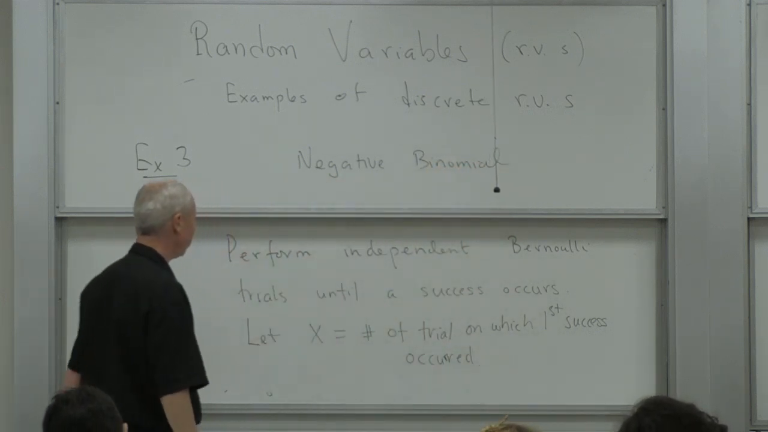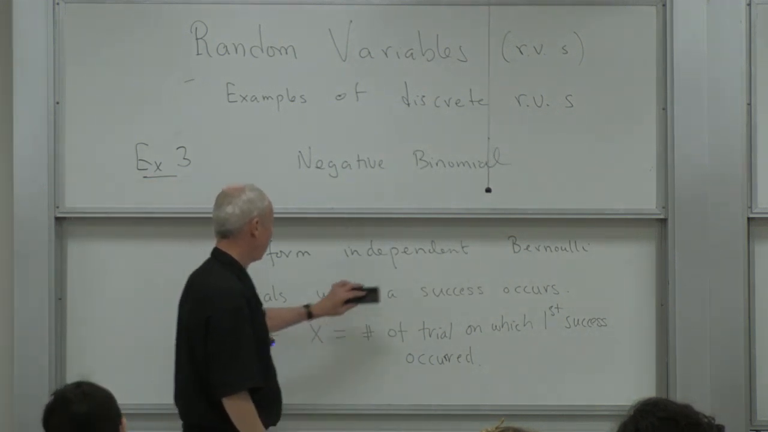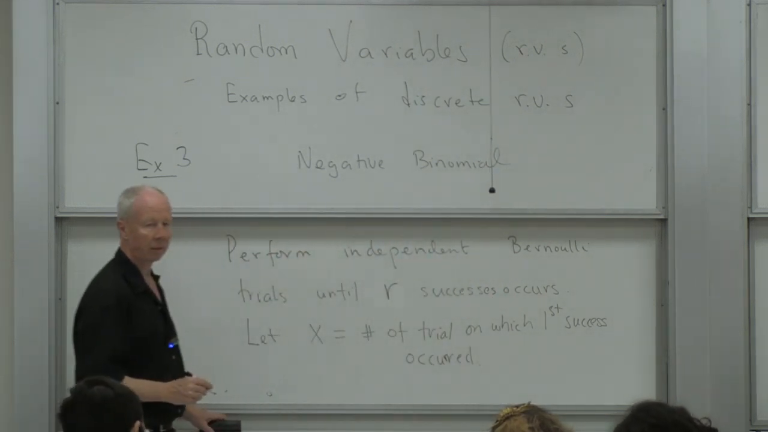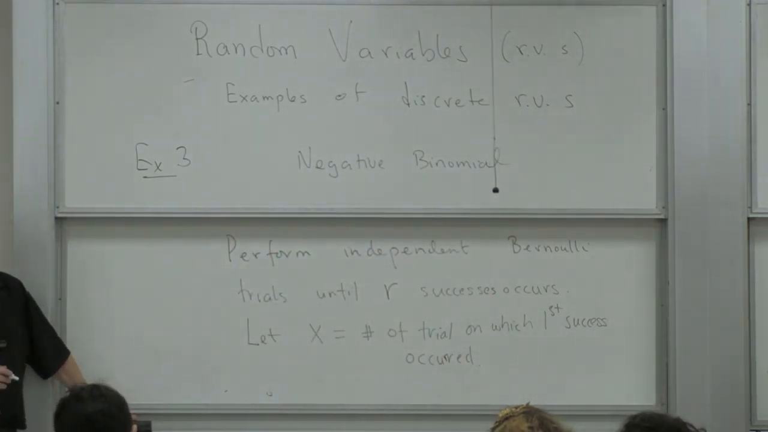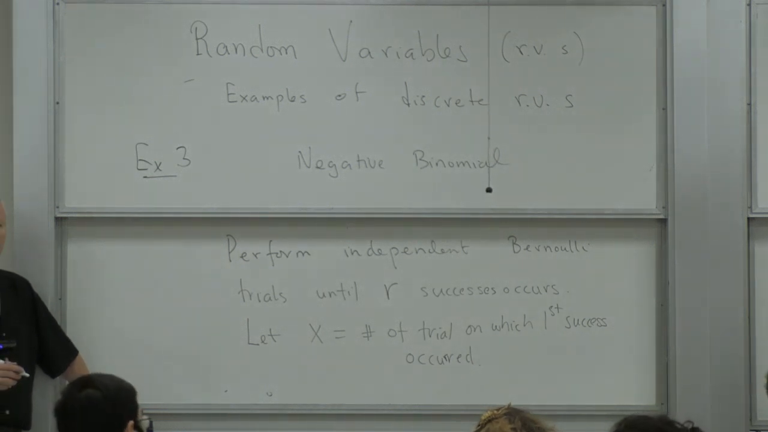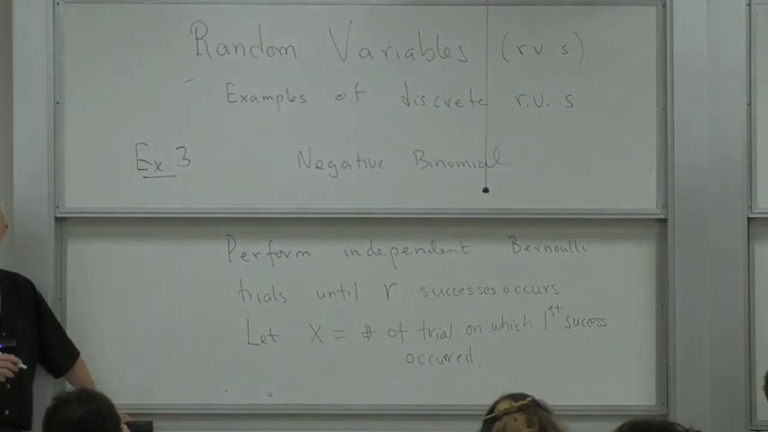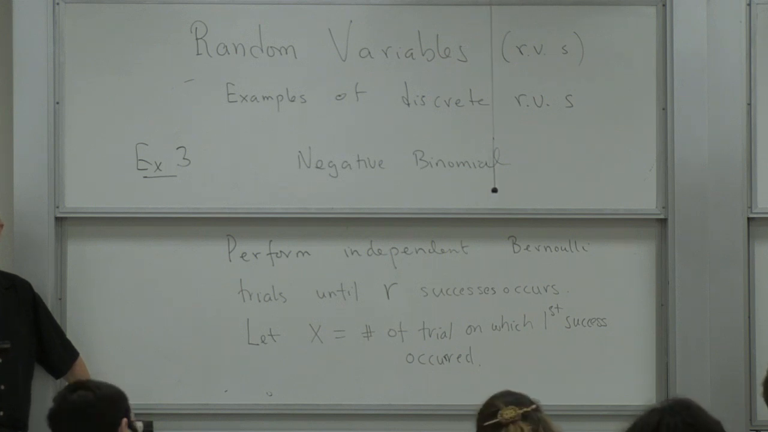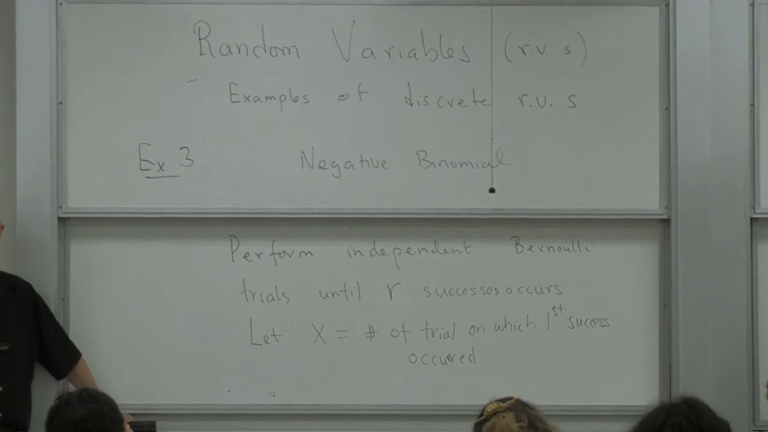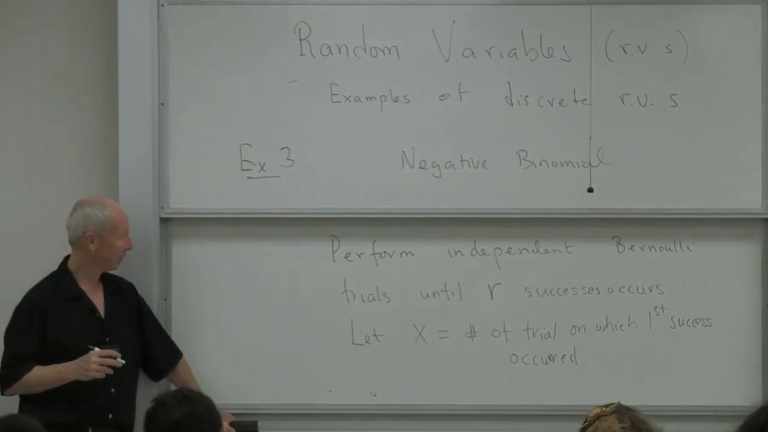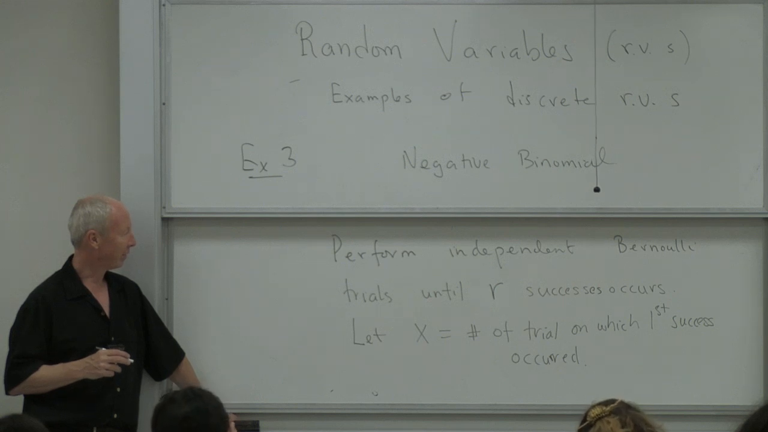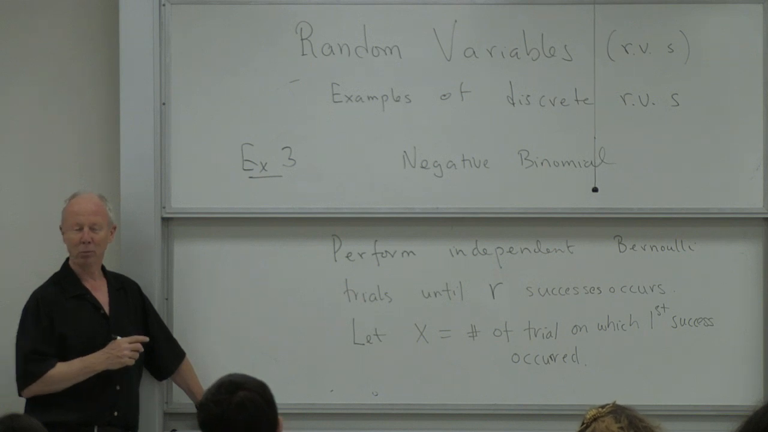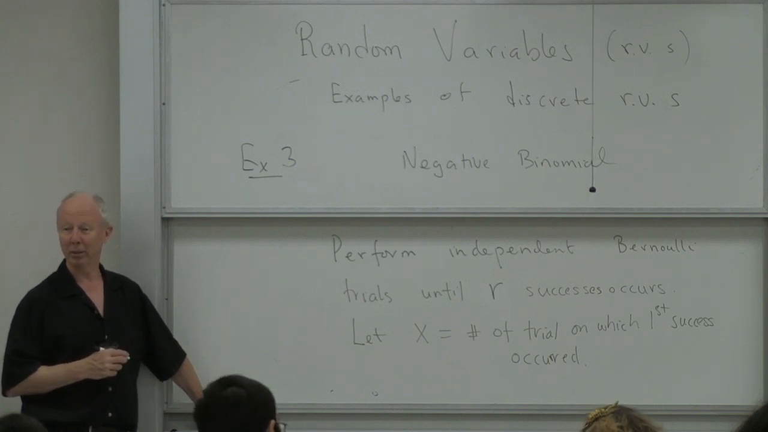This time we'll perform independent Bernoulli trials until R successes occur. So it's something like you go to the gym and you're going to shoot free throws until you made 10 free throws. And I see people smiling because they think that would take me a long time. Or you might think of some of your favorite professional basketball players. This random variable could take on the value infinity, maybe.